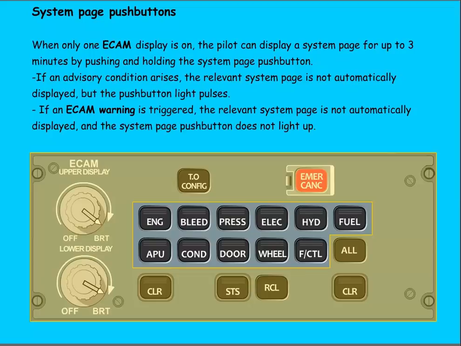The pilot can display a system page for up to 3 minutes by pushing and holding the system page push button. If an advisory condition arises, the relevant system page is not automatically displayed, but the push button light pulses. If an ECAM warning is triggered, the relevant system page is not automatically displayed, and the system page push button does not light up.